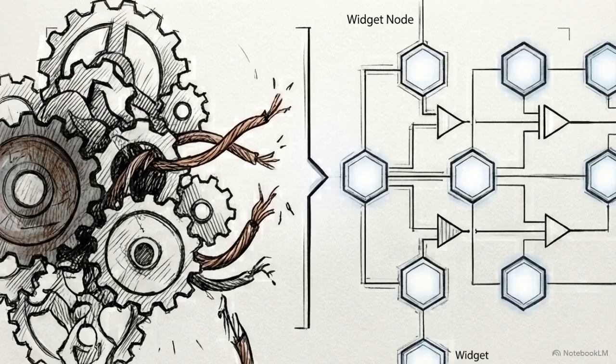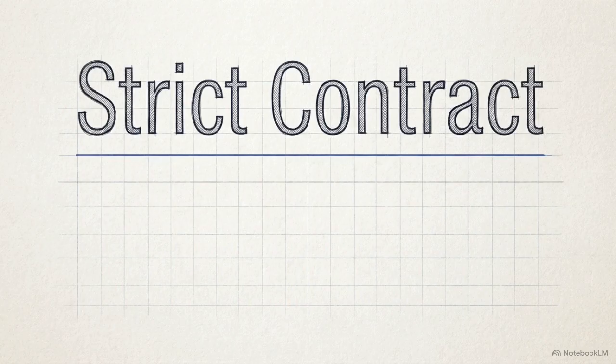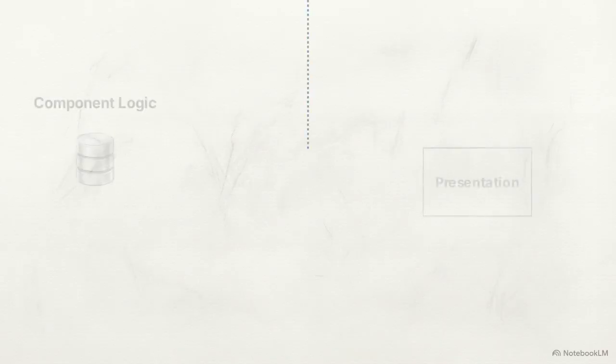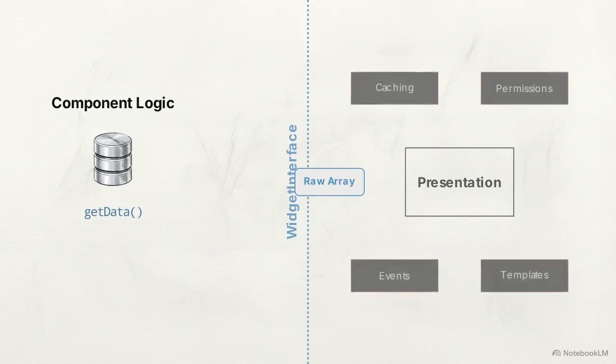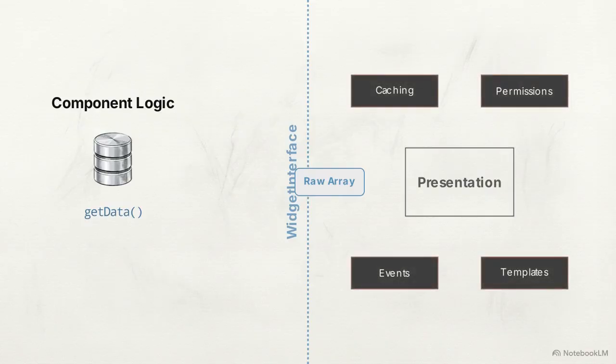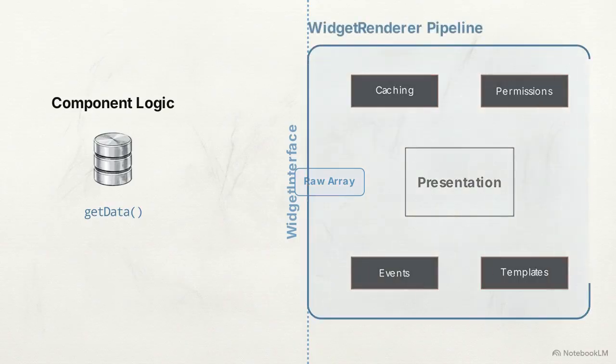The architectural solution to this procedural debt is the XMF 2.0 Unified Widget System. The entire system is built on a single, uncompromising rule: interface-driven design. The widget interface enforces a strict separation of concerns between raw data and presentation logic. Under this interface, the component class has a single responsibility: execute the getData method and return a raw array. It knows nothing about templates or HTML. Complex infrastructure logic, caching, permissions, events, and templates is entirely offloaded to a centralized rendering pipeline.